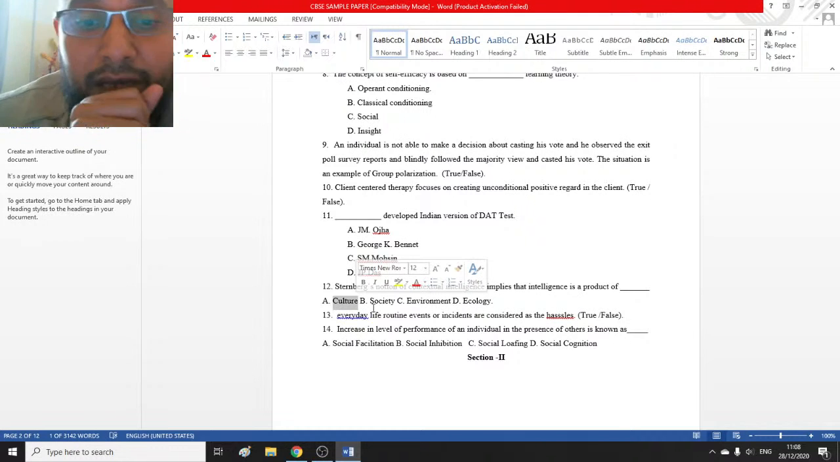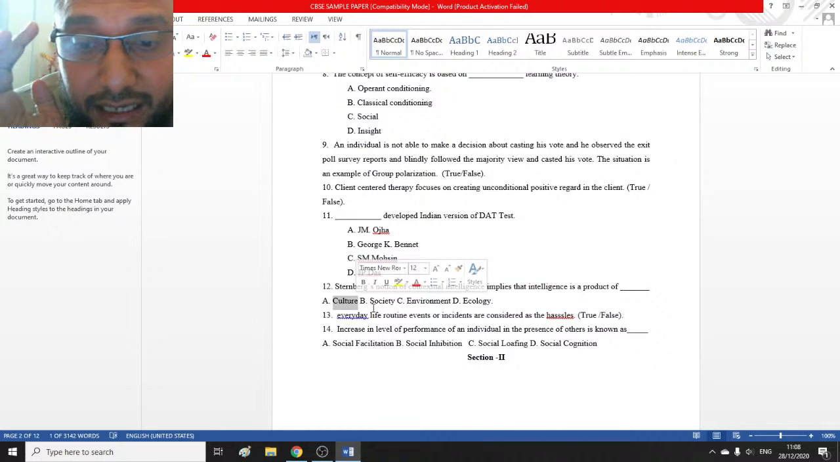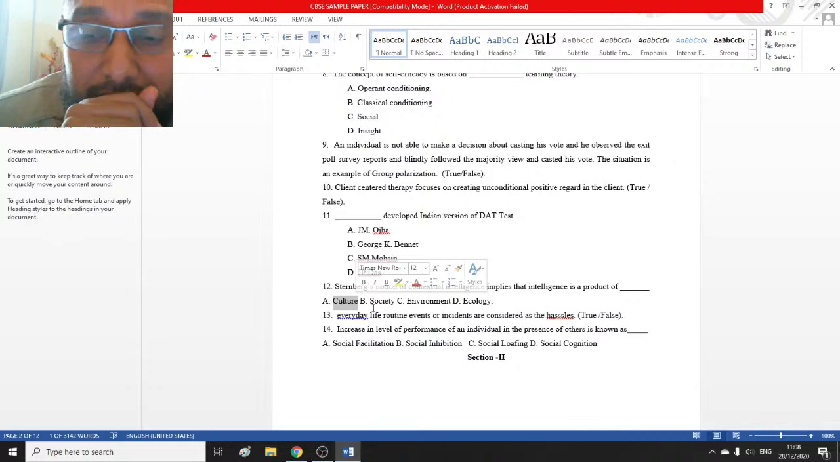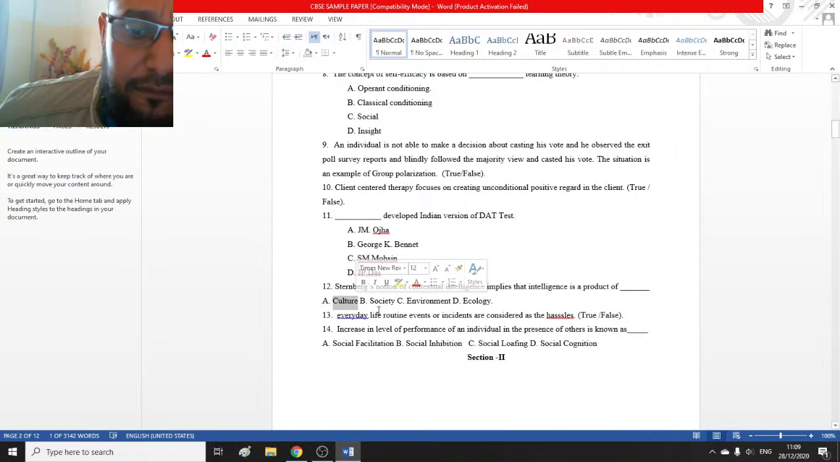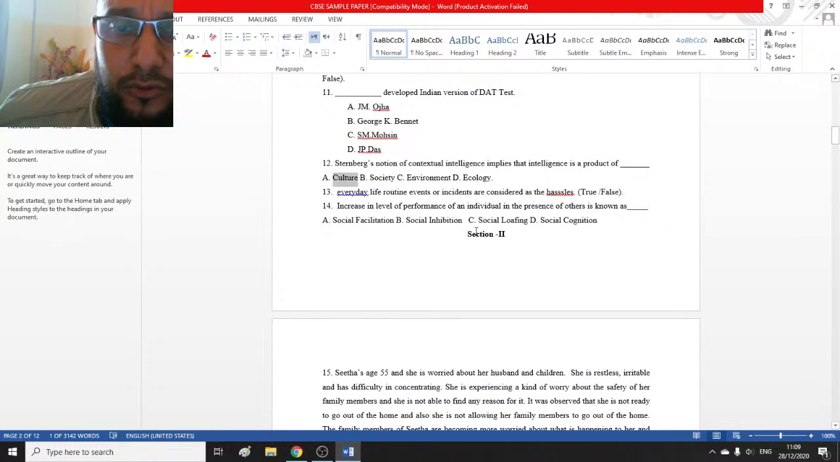Now the question number 14: increase in the level of performance of an individual in the presence of others is known as what? Social facilitation. Increase in your level of performance in the presence of others, basically an audience. It is social facilitation, not social inhibition. Social inhibition is a decrease in the level of performance in the presence of an audience. Social loafing takes place within a group activity.